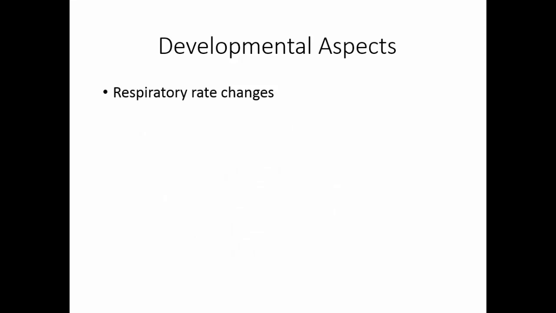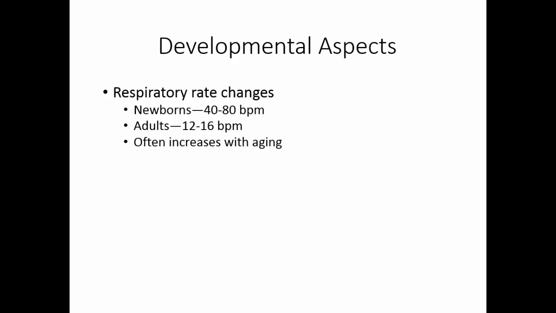As you age, your respiratory rate changes. In newborns, respiratory rates are between 40 and 80 breaths per minute. In adults, it's about 12 to 16 breaths per minute. Often this increases with aging.